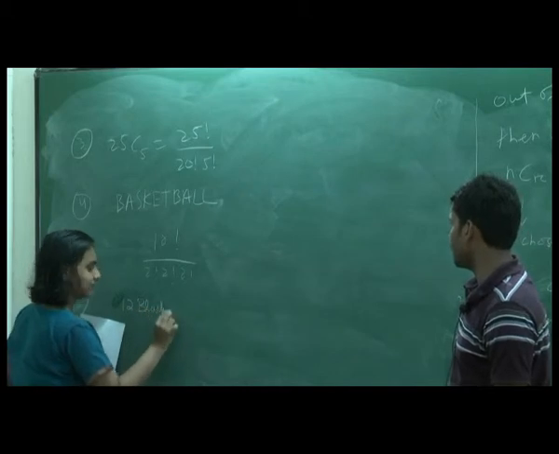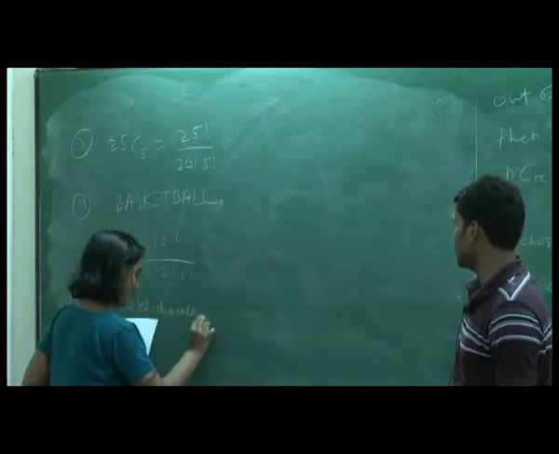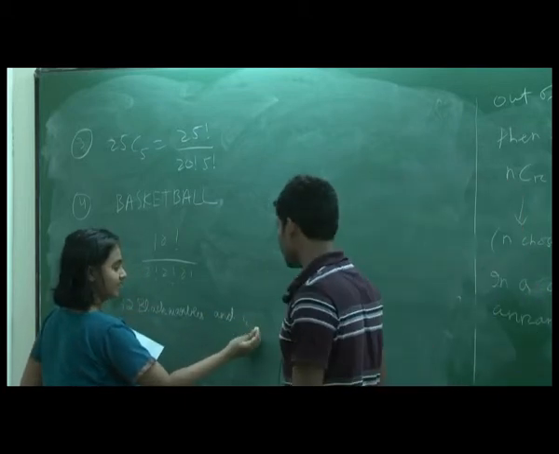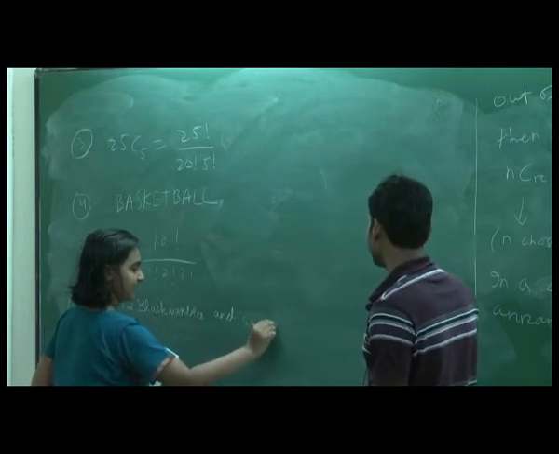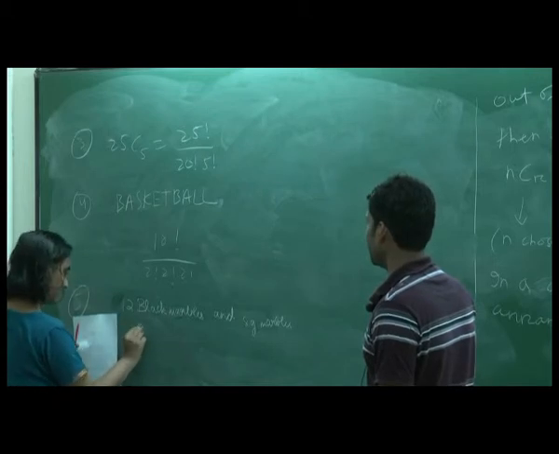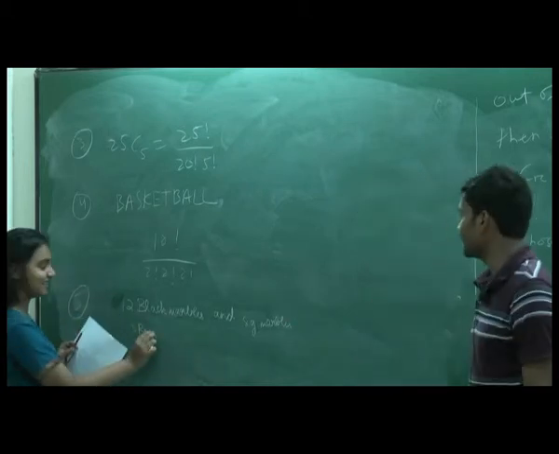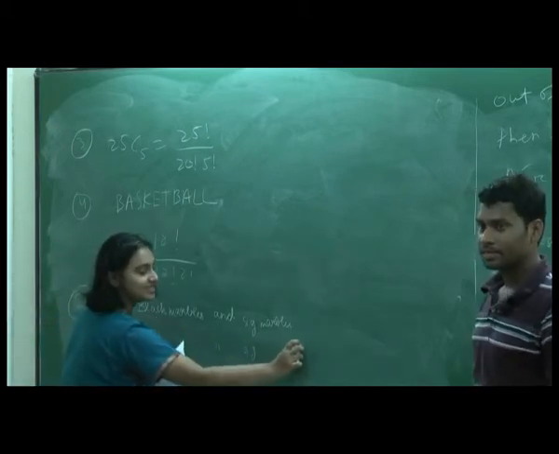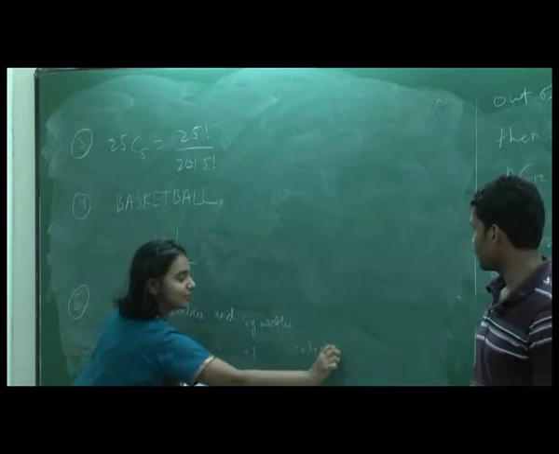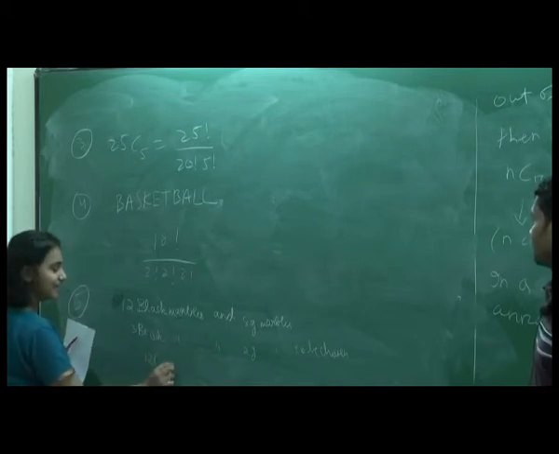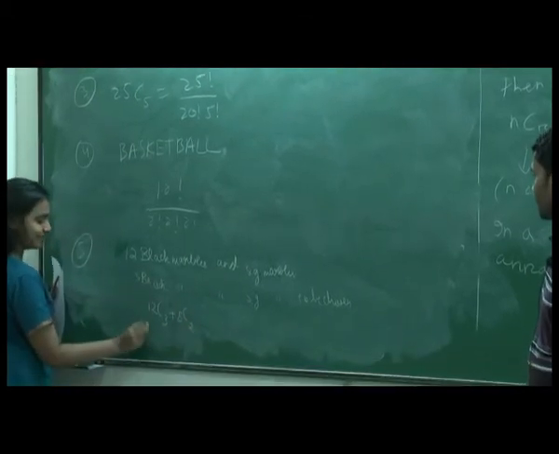You don't have to write everything, just symbolically. 12B means black. So 3 black and 2 green marbles should be chosen. So we should choose 12C3 and 8C2. Therefore, this is 12C3 plus 8C2.